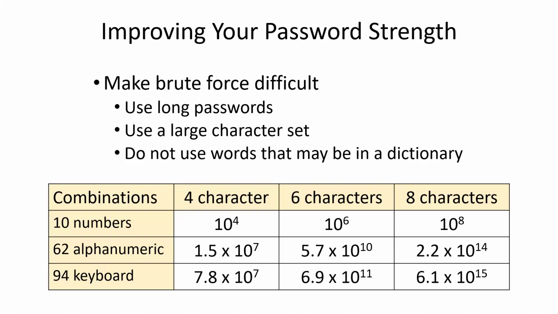If you use all the alphanumeric characters, that's all the uppercase and lowercase letters and the 10 numbers. There are 26 letters in the alphabet, 2 times 26 is 52. Add 10 numerical digits and you've got 62 values. If you just use those, then a 6-character password could be any of 5.7 times 10 to the 10 possible passwords. That's a really big number.